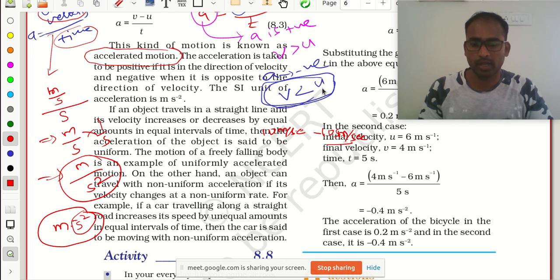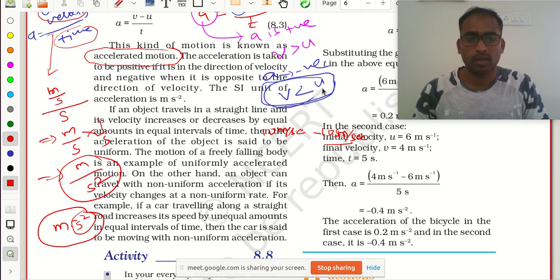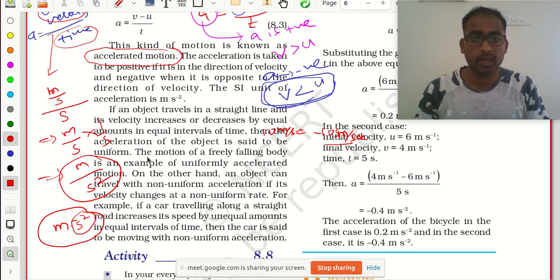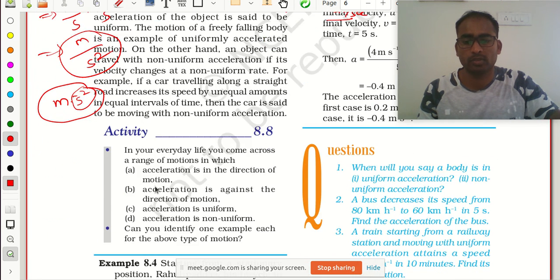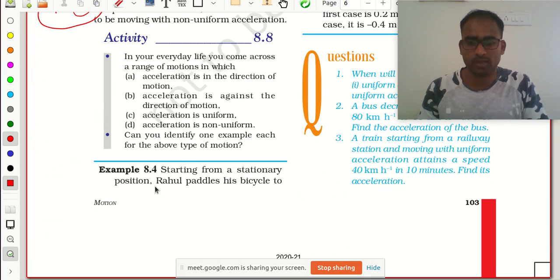So here we are learning about uniform accelerated motion and non-uniform accelerated motion. If the change in velocity is uniform, then it is uniform accelerated motion, and if the change in velocity or speed is non-uniform, then it is non-uniform accelerated motion. Now you just see the activity.